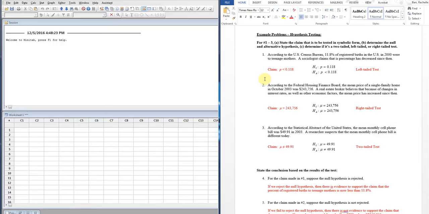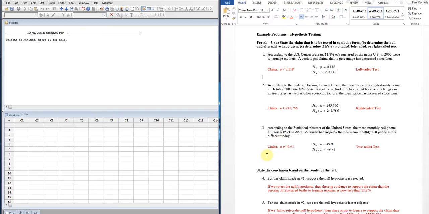Okay, so according to the U.S. Census Bureau, about 11.8% of registered births in the United States since 2000 were to teenage mothers. A sociologist claims that the percentage has actually decreased since then. Aha! We have a claim to test. The claim is actually that it's smaller than 11.8%. So we form our null, which is a statement about equality, and our research or alternative hypothesis as the claim that we're going to look to test. And since this is looking at proportions that are smaller than 11.8%, we're looking at things to the left of 11.8%, and hence this is a left-tailed test.